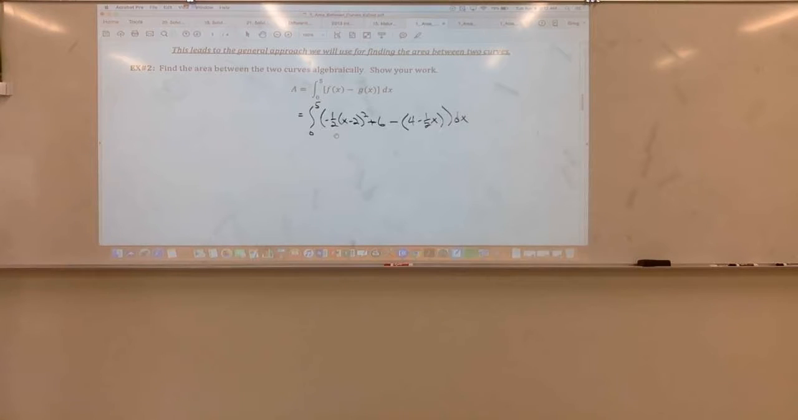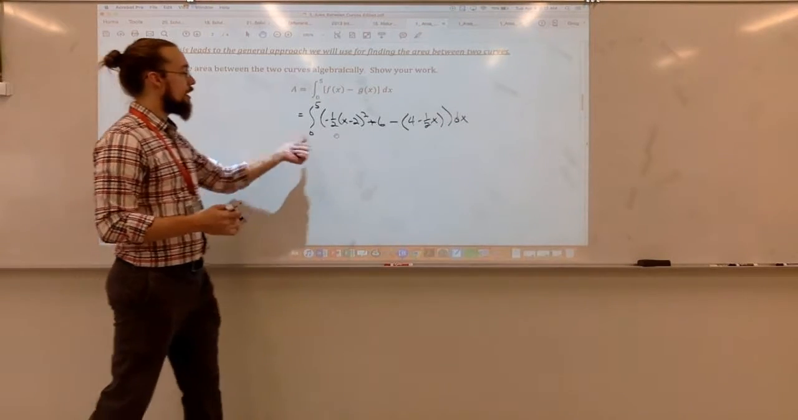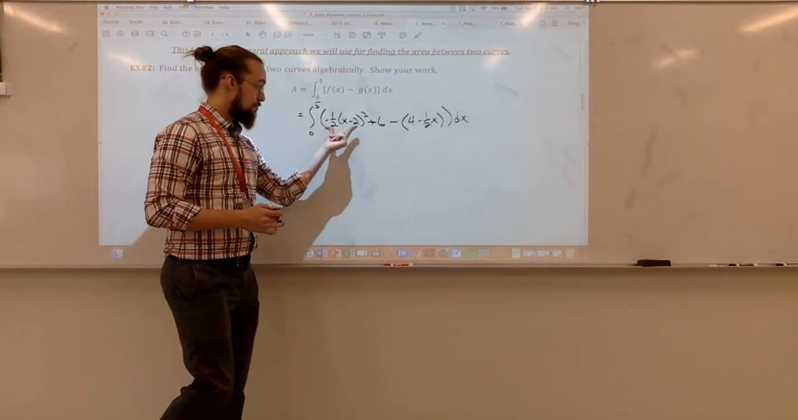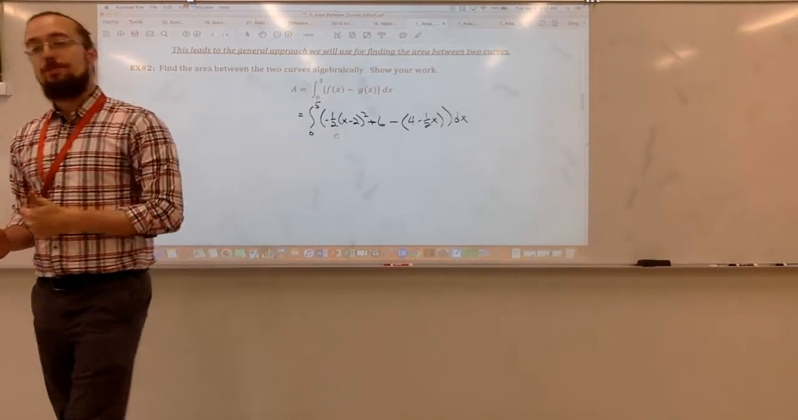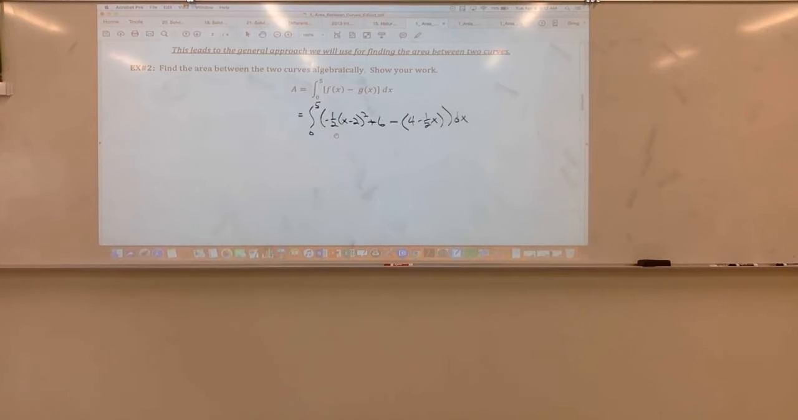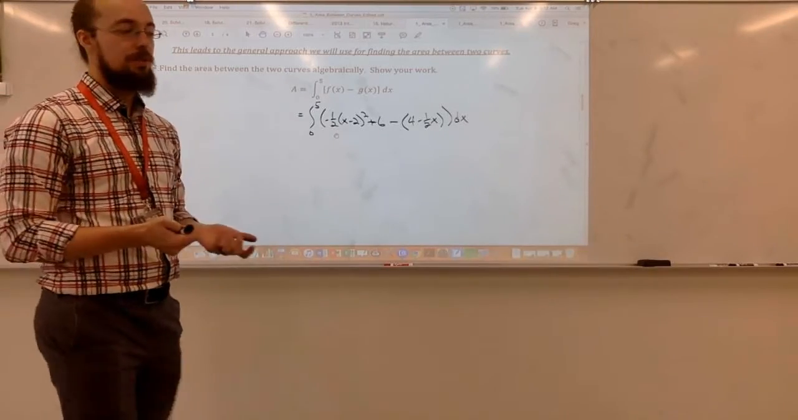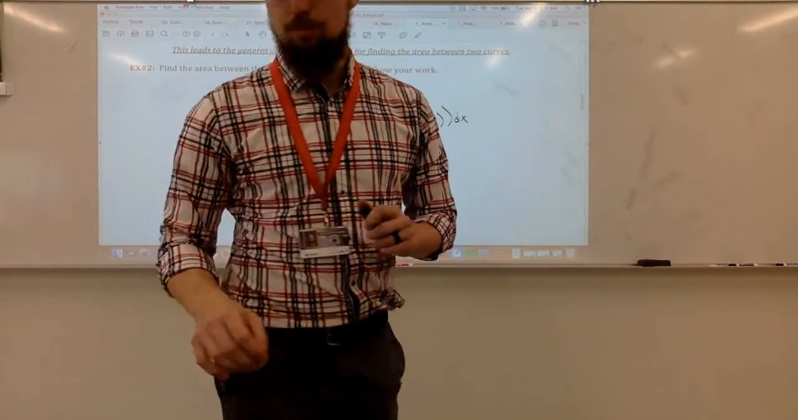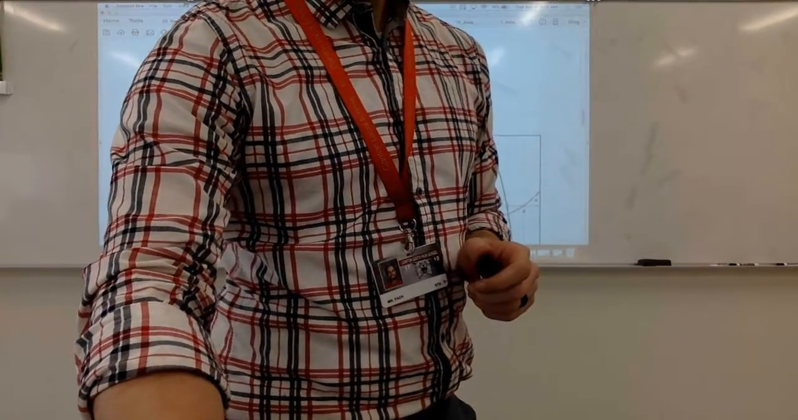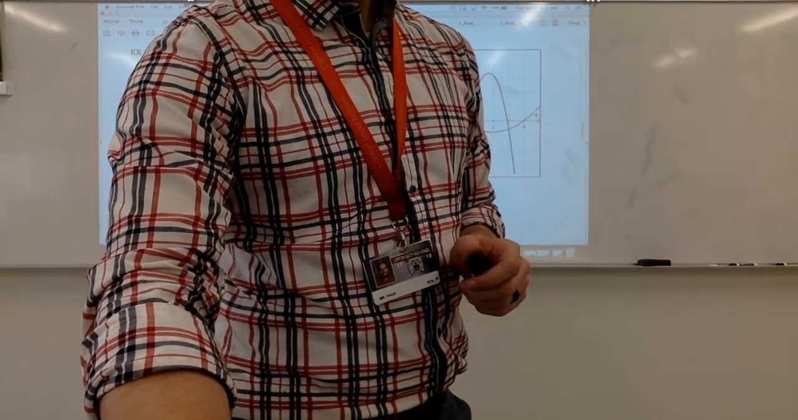Are we okay with that setup? The basic idea is to find the area between two curves: just take the top curve minus the bottom curve. For time's sake, we're not going to go through this again because we know the answer is going to be 125 twelfths. So real quick, let's take a look at this next example.